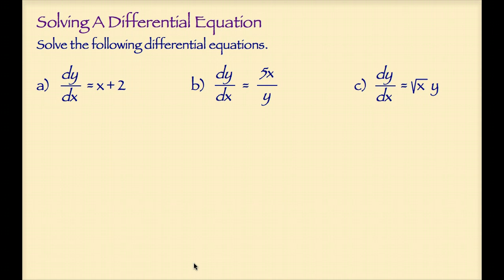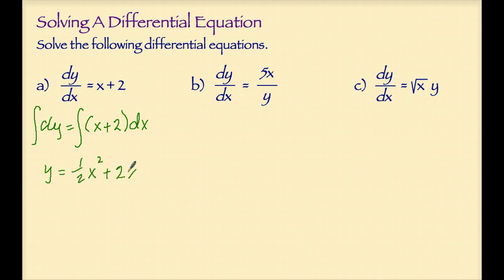Let's use the separation of variables technique to solve these differential equations. For this first example, we'll multiply both sides of the equation by dx, which gives us dy is equal to x plus 2 dx. Now that the x terms are with the dx differential, we can integrate both sides of this equation. We'll end up with y is equal to 1/2 x squared plus 2x plus c, our general solution.